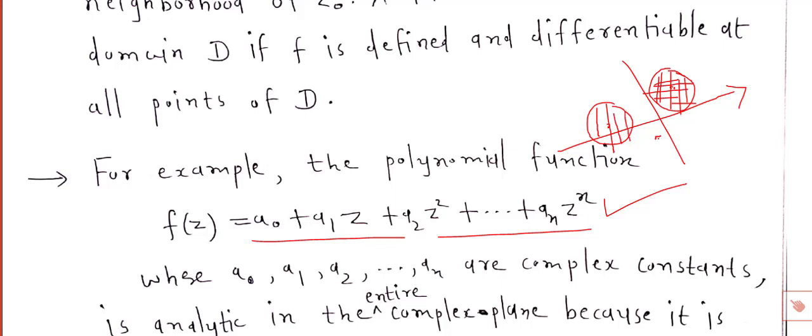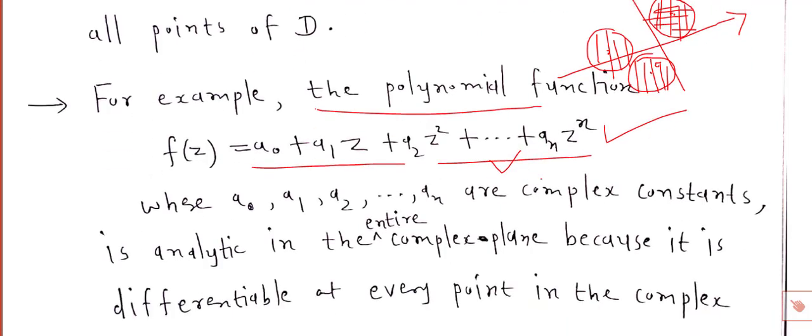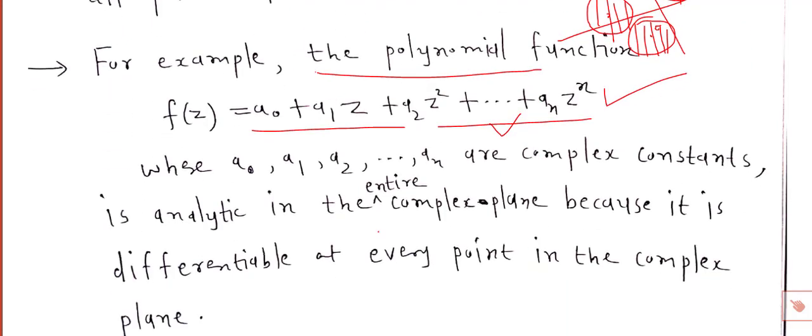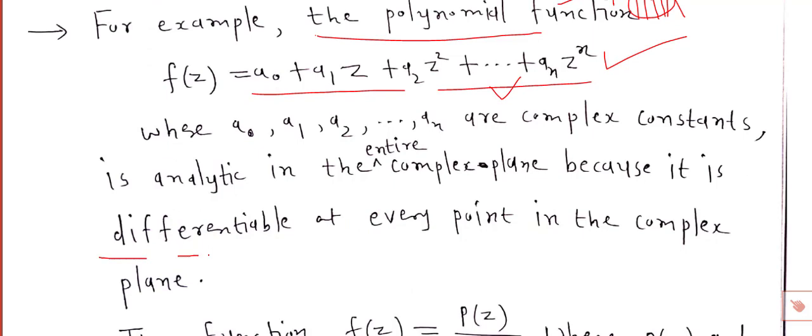So if we consider any point in the complex plane and the circle with center as that point, then this polynomial function is differentiable at every point in that neighborhood, because the function is differentiable at every point in the complex plane. Therefore the polynomial function is analytic at every point in the complex plane because it is differentiable at every point in the complex plane.